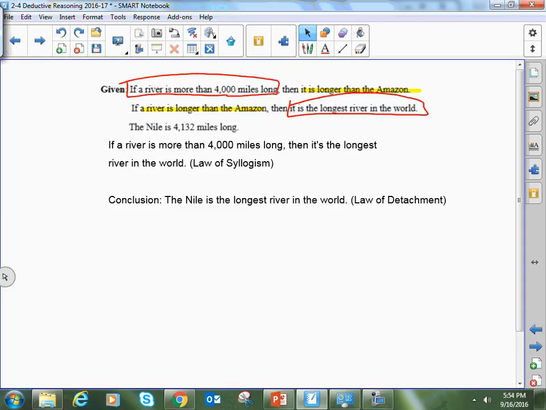If a river is more than 4,000 miles long, then it's the longest river in the world. So there's my statement using the law of syllogism. And so for my conclusion, using the hypothesis of my new statement, does it match with the subject of this non-conditional statement? Yes, they do. They're both talking about a river being more than 4,000 miles long. So our final conclusion says that the Nile is the longest river in the world.